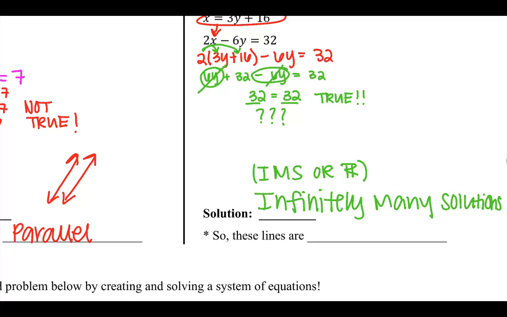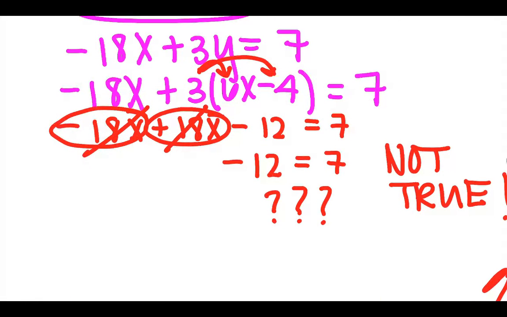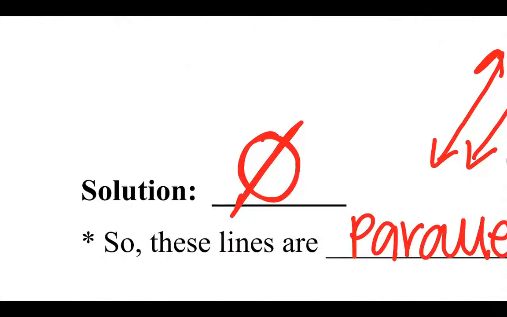So these lines are the same. They are the same exact line. Any number you plug in will work. Any point on that line is going to be a solution because they are again the exact same line. So if you get a number equals a number and they're the exact same number, it's infinitely many. If you get a number equals a number and they're not the same number and it's not true, then it is no solution.